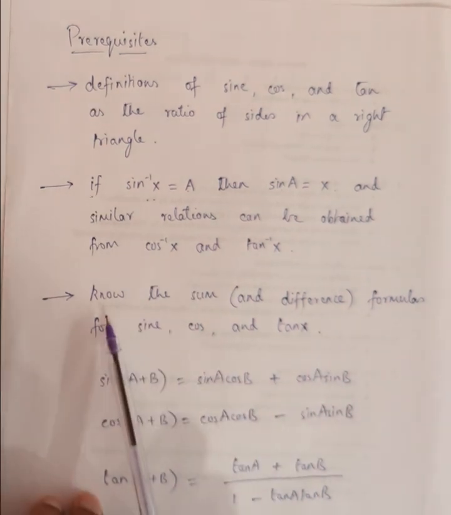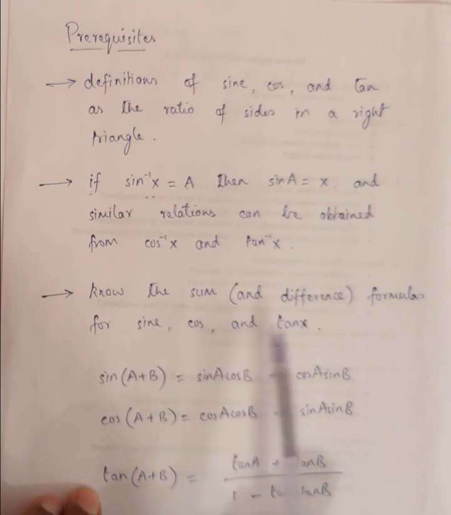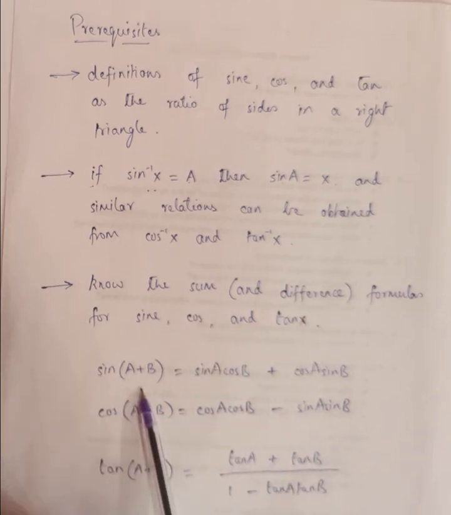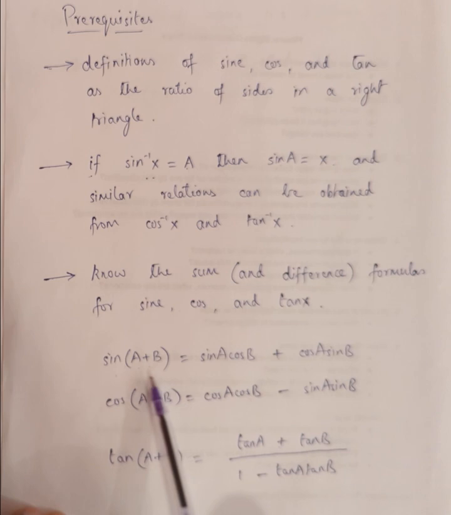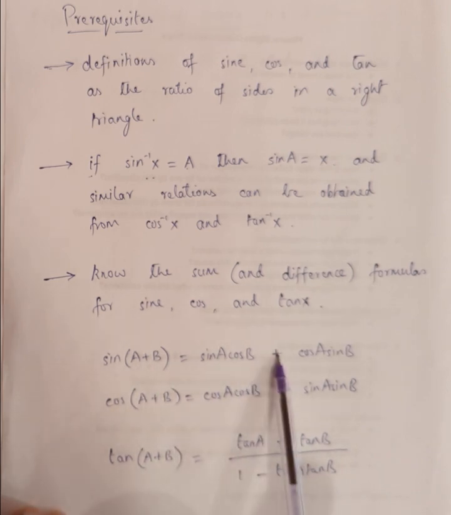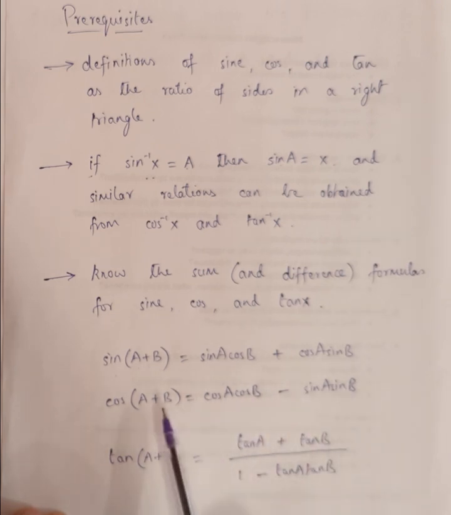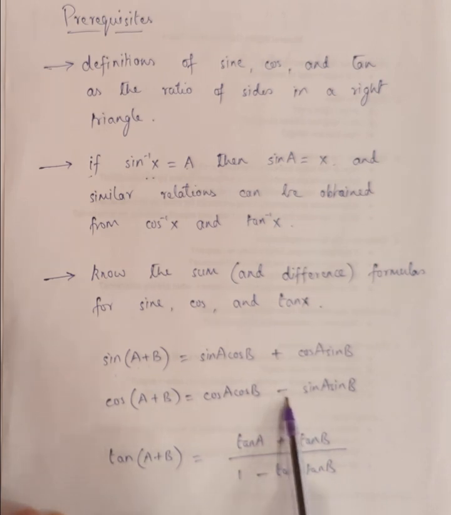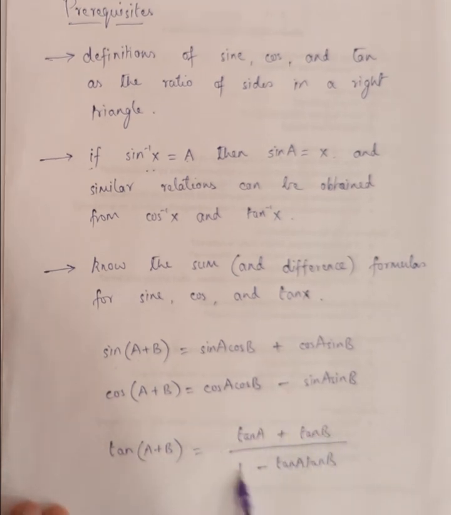And then we need to know the sum and difference formulas for sine, cos, and tan. Sine of a plus b is sine a cos b plus cos a sine b. If you have a minus here, there will be a minus. And cos of a plus b is given by this formula. And if you have a minus here, the sign changes to a plus here. And tan of a plus b is given by this formula. And if you have to do tan of a minus b, then the signs will reverse. Wherever you see plus will be a minus, and the minus will be changed to a plus.